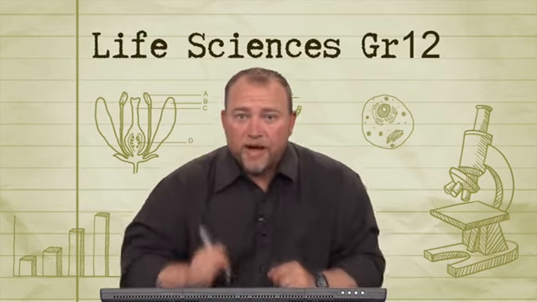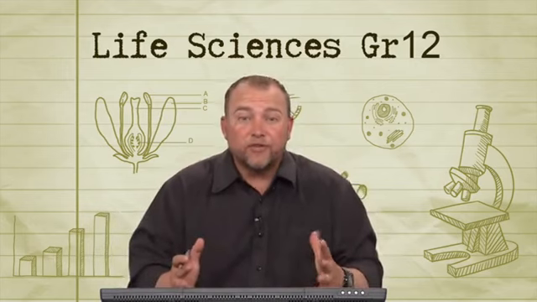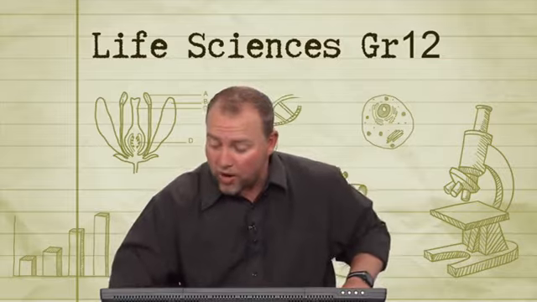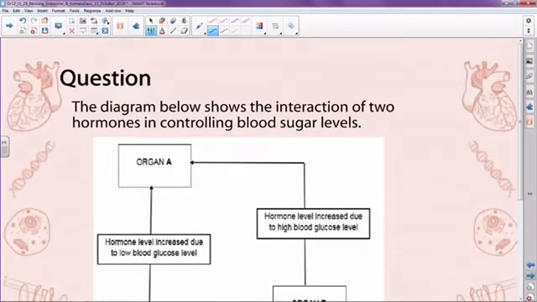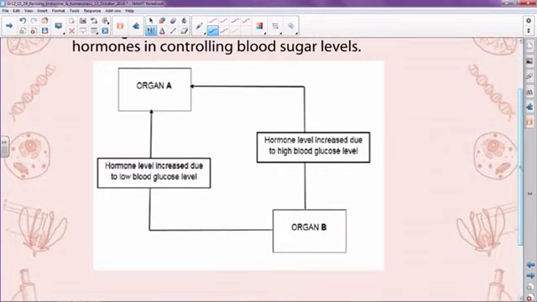Now, if we have a look at this, there are definitely two organs we've got to look at, and we need to know which one is which. The two organs involved in this are, of course, your pancreas and your liver. We're going to look at the islets of Langerhans, which secrete glucagon and insulin. So which one's which? Which one picks up the message and which one delivers the hormones?